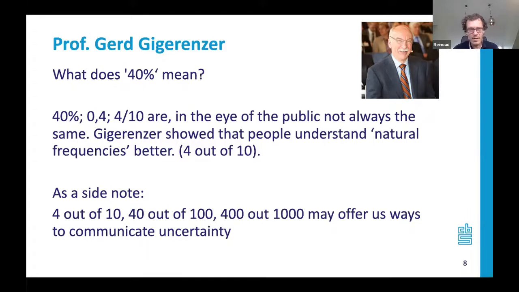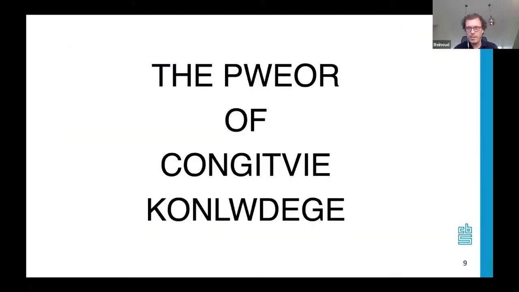And as a side note, and Jennifer also mentioned that, regarding communicating uncertainty, if you choose 4 out of 10 instead of 40%, there's a natural way to include uncertainty in your message. Because 4 out of 10, 40 out of 100, 400 out of 1000 are exactly 40%, but it gives you a different impression of the certainty you have. So it's all about the power of cognitive knowledge. Most people can just easily read this message. And that's exactly why it's so important to use this knowledge in official statistics.